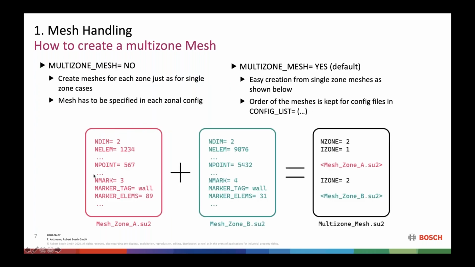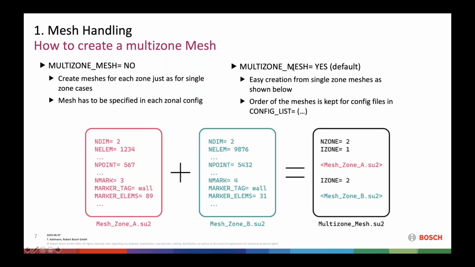Now, how can you incorporate your mesh or your multi-zone mesh into SU2? There are 2 main possibilities. The one is with the config option, multi-zone mesh equals to no, where you would specify the single zone mesh in each config file. So just as in single zone computations, you create a mesh for each zone, and in each zonal config file, you specify your zonal mesh.